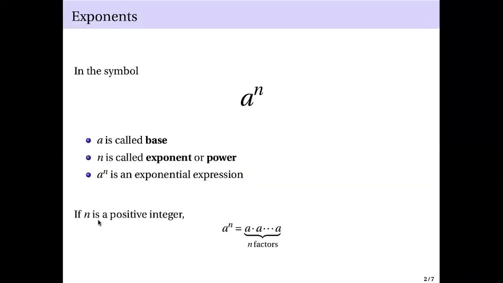Now, if n is a positive integer, then this symbol a to the n is just the product of a times itself with n factors. So a times a times a times a, n times. This is how we define this if n is a positive integer.